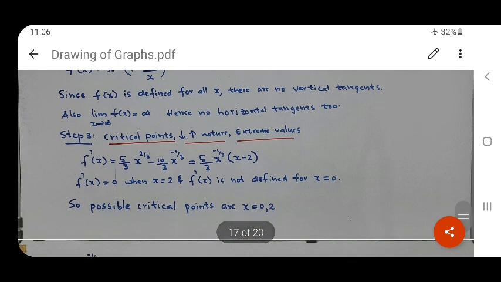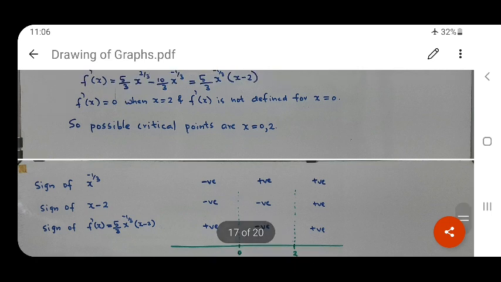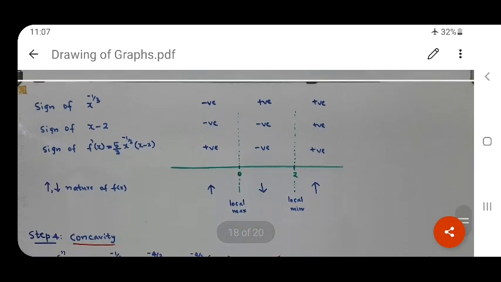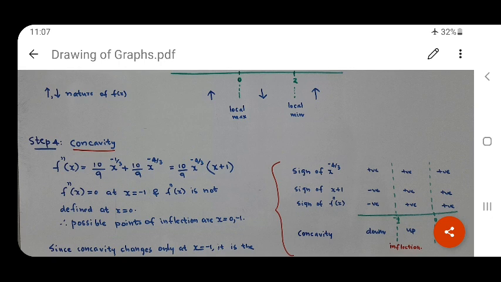Again, critical points: f dash is not defined at x equal to 0 and equal to 0 at x equal to 2, because x raised to minus 1 by 3 is not defined for x equal to 0. So x equal to 0 and 2 are the possible critical points. We find the sign of f dash in minus infinity to 0, in 0 to 2, and 2 to infinity. We have seen that it increases in minus infinity to 0, decreases in 0 to 2, and increases in 2 to infinity.